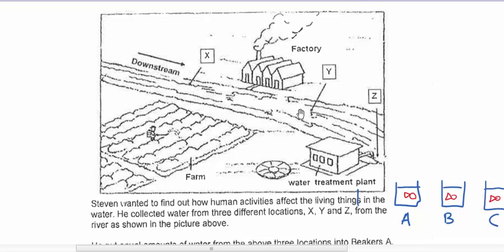Y seems most likely because at Y, I have the farm. Farm, there may be fertilizer or chemicals going into the water. Factory, they may dump pollutants into the water. So at this point, it may be very highly polluted. Now how about Z? The water will continue flowing. But at Z, I have a water treatment plant. So the polluted water may go into the water treatment plant and get treated. And when it dumps out, at this point here, the water is quite clean, free of pollutants. So definitely B will be Y.